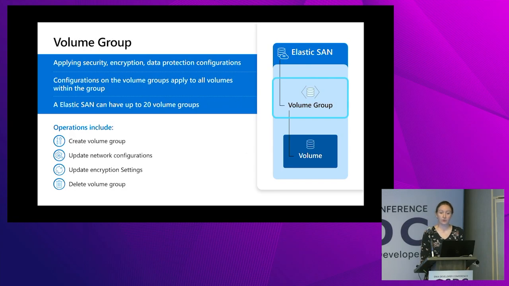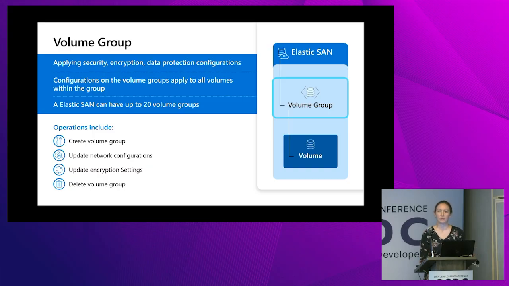All right, within that SAN, you're going to make volume groups. Volume groups are kind of your unit of management. So those are going to be for applying security, encryption, data protection configurations, all of that sort of stuff. So for example, we do a lot of network security. If you want to decide what VNet can access the various volume groups, you're going to set that up at the volume group level. Then you can have some number of volume groups.